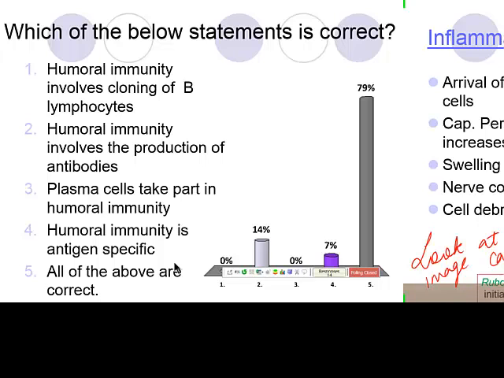Humoral immunity does involve cloning of B lymphocytes, because B lymphocytes take part in humoral immunity. Humoral immunity does involve the production of antibodies. Plasma cells do take part in humoral immunity, because when the B lymphocytes clone, most of them turn into plasma cells, and it's the plasma cells which actually form the antibodies. So plasma cells do take part. Humoral immunity is antigen specific, because each lymphocyte only reacts to the antigen for which it has receptors. So all of the statements are true.